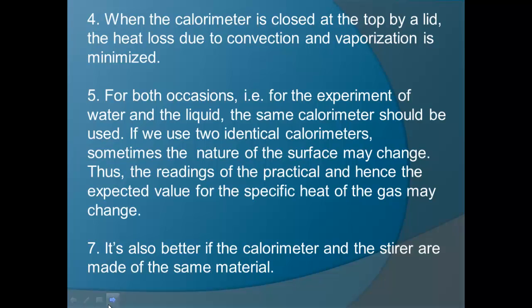But if you use the same calorimeter, the nature of the surface may not change from the first experiment to the second experiment. It's a very minute change. You can ignore that. However, although you use two identical calorimeters, the nature of the surface may change. Thus, the accuracy of the practical and hence the expected value for the specific heat of the liquid may change. It's also better if the calorimeter and the stirrer are made of the same material, but that's an optional point, not mandatory.